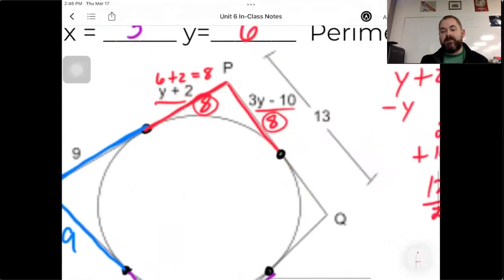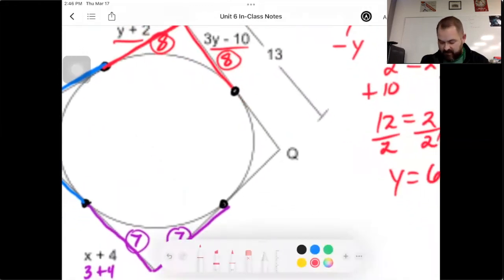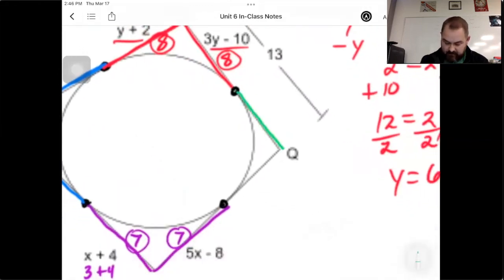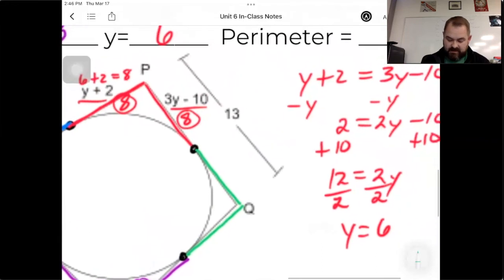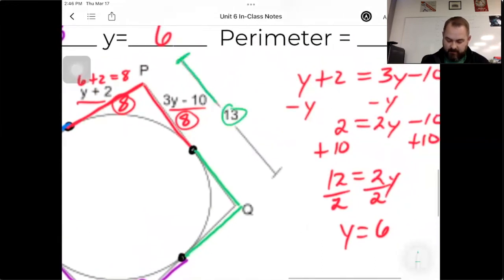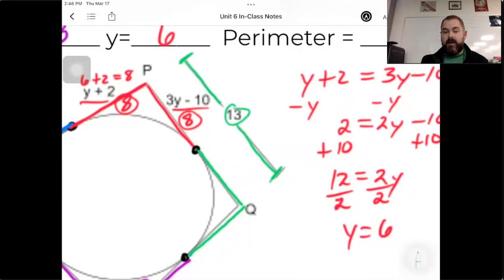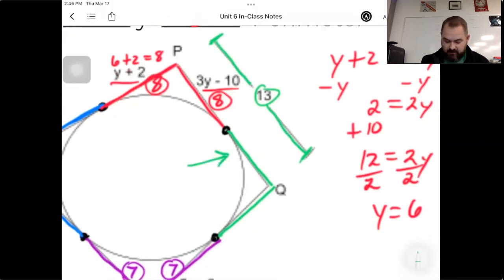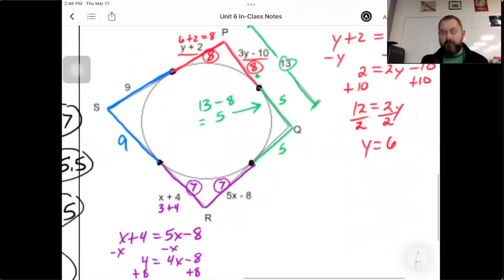Now there's only one section I have left, and that's both these segments over here at Q. From here and from here, those are both equal to each other, but I don't have a value for either one written down. But they do tell you this entire length from P down to Q is 13. That means that this section here can be found by taking 13 minus that 8. And 13 minus 8 is 5. So this is 5 and this is 5. Now I have enough information to find my perimeter.